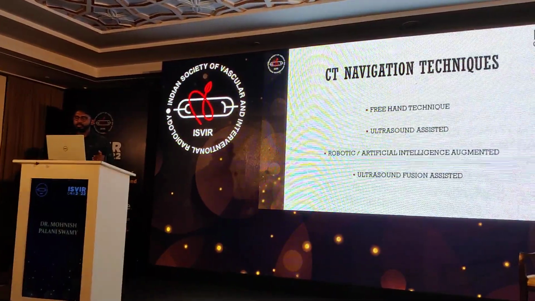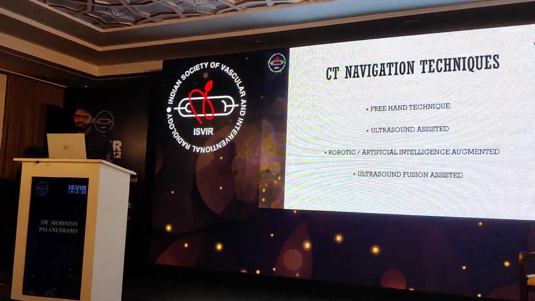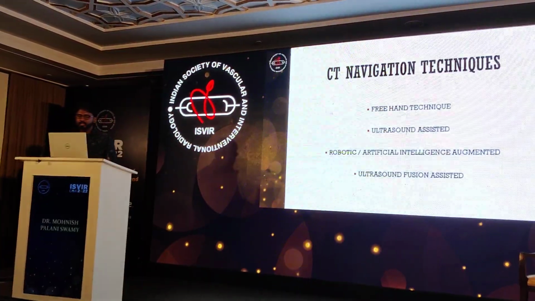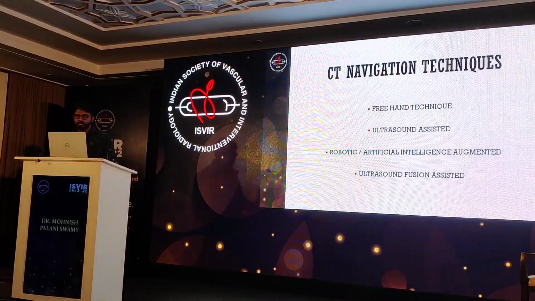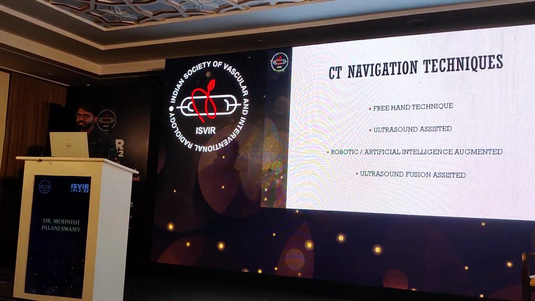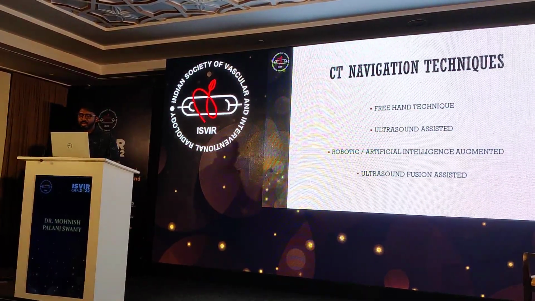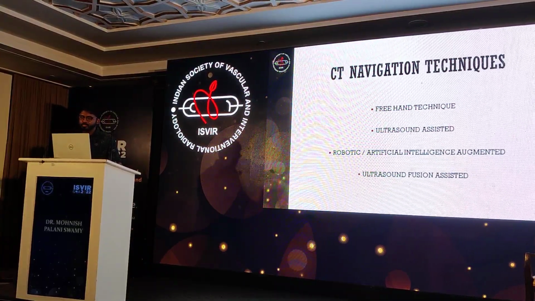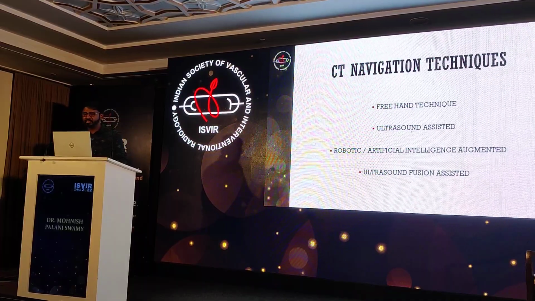But when you start doing ablations, you start using ultrasound-assisted techniques, and there are a few more techniques which can be used, such as robotic and artificial intelligence augmented techniques as well. And ultrasound fusion techniques are also coming up in terms of CT navigation.